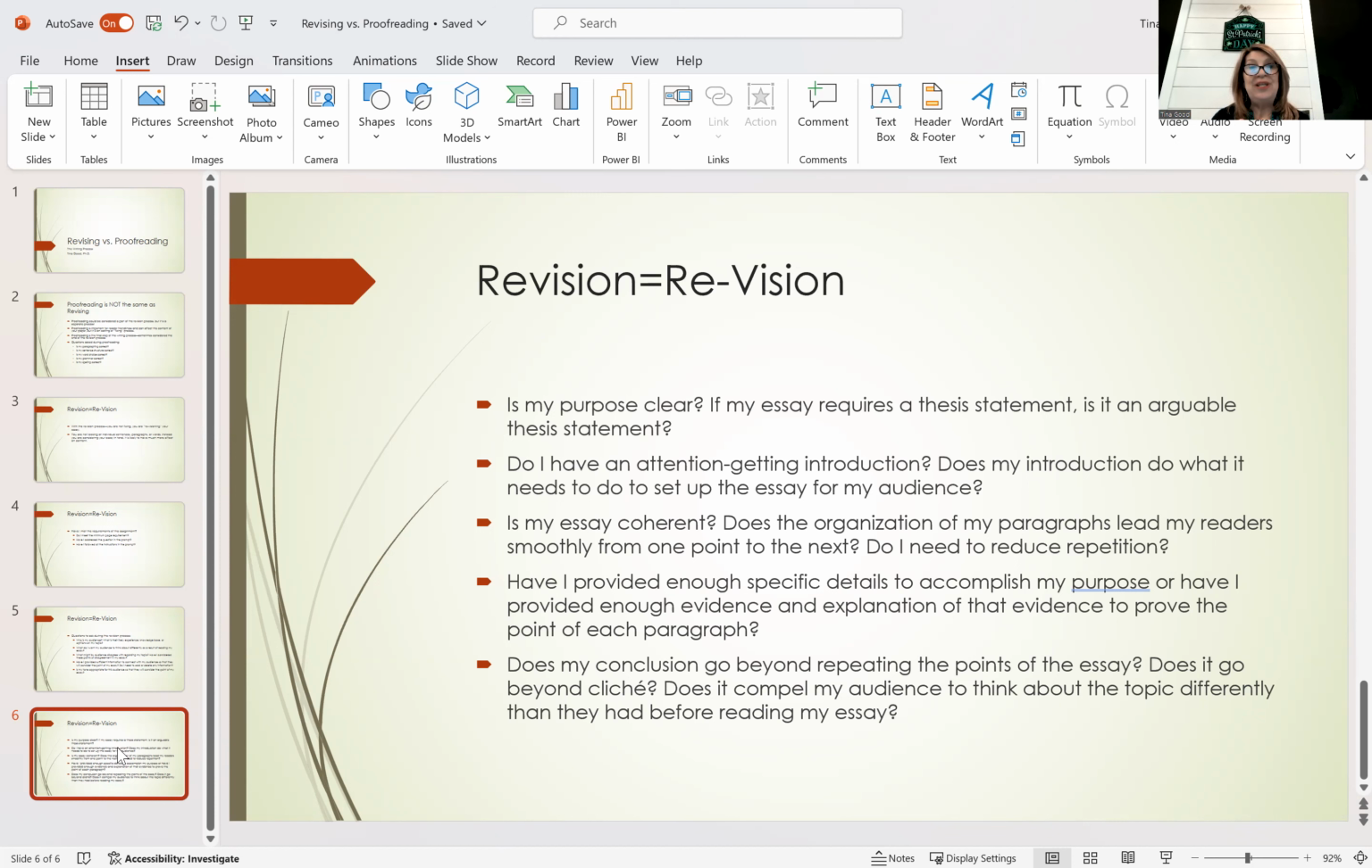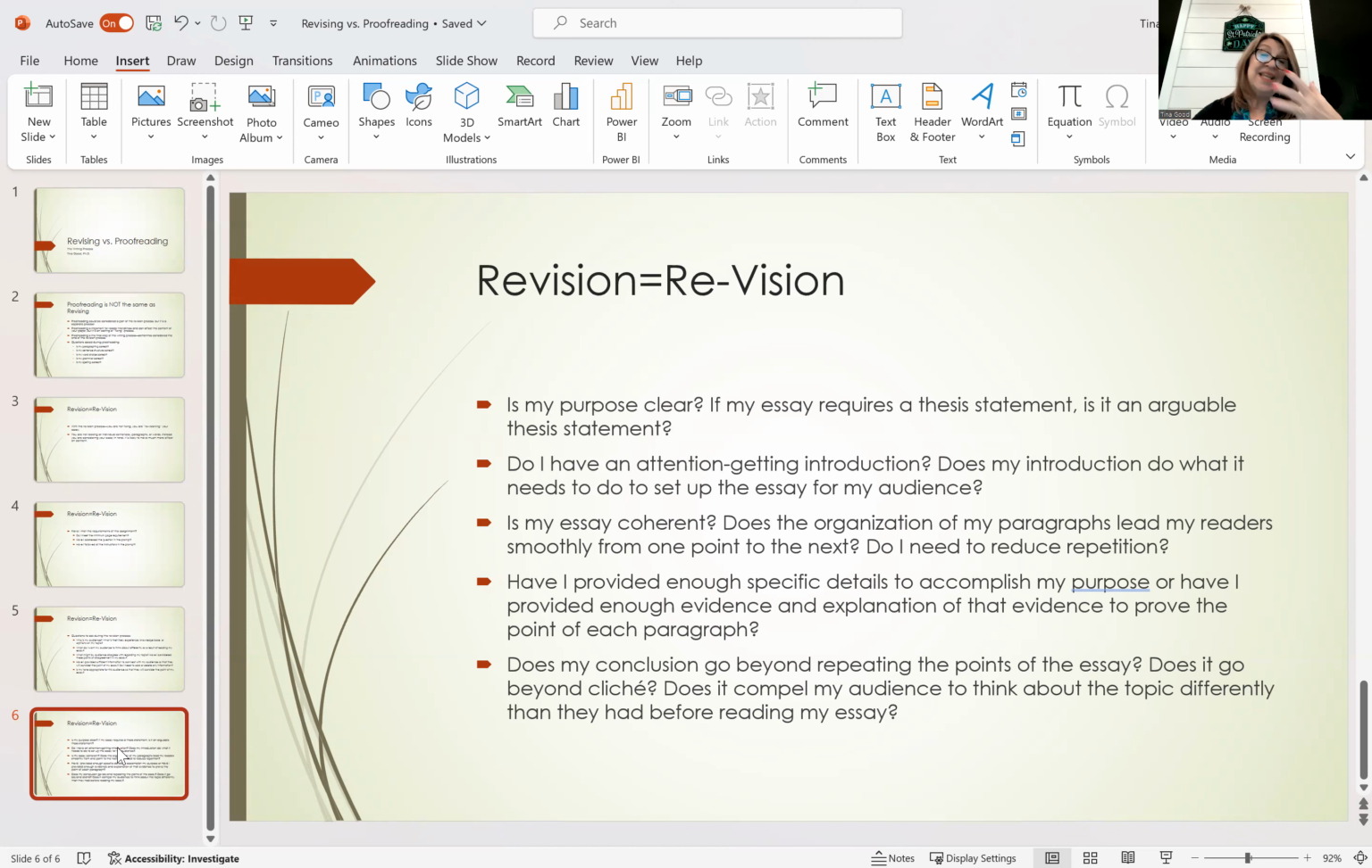And does your conclusion, does it go beyond repeating the points of your essay, right? Does it go beyond cliche, like, therefore, we all, change is inevitable, we all should love each other, whatever it is, right? Does it go beyond this cliche and make us think about something in a slightly different way, right? Because of what we've read. And maybe you have a call to action in your conclusion. Have you done something different besides just repeating and resorting to some simple cliche?